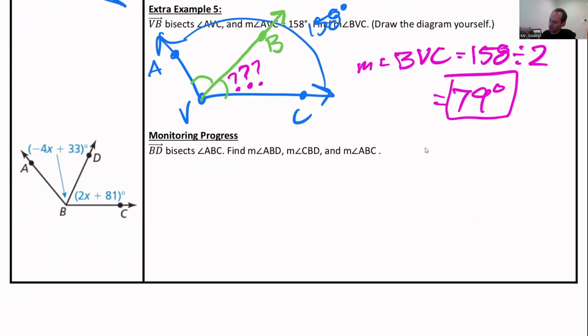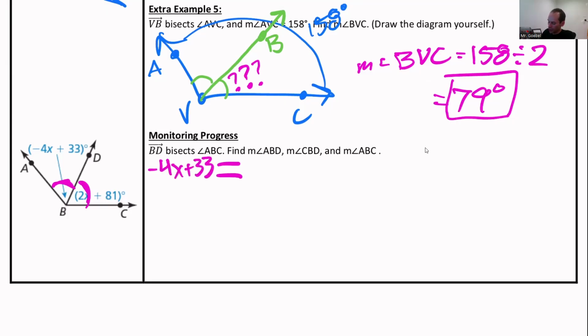All right, here we go. Finally, last question. BD bisects angle ABC. Find those three angles. Okay. Well, bisects. What does bisect mean? Bisect means cuts it in half. So one half must be the same as the other half. And in math, how do we show that two things are the same? What symbol do we use? We use the good old equal sign, right? Two things are the same. That means they are equal. Let's set these equal to each other.